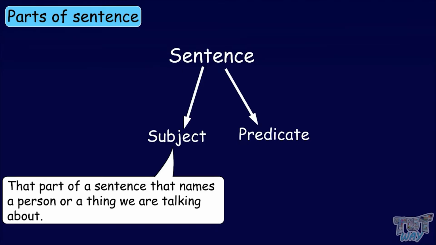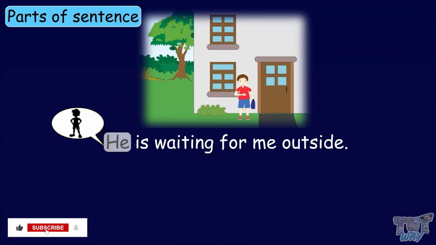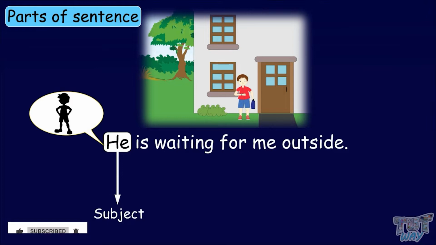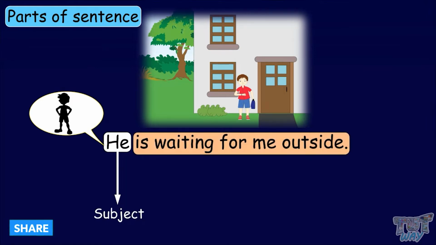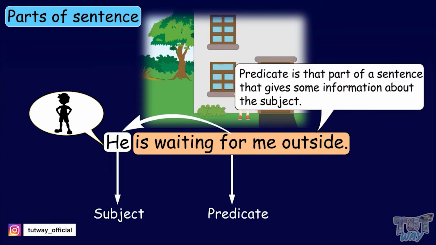A subject can be hidden too, as we learned in our next assignment. He is waiting for me outside. Here, who are we talking about? We are talking about he. So, he is the subject of this sentence, and the rest of the sentence is talking about the subject he. So that rest of the sentence is the predicate. So, predicate is that part of the sentence that gives some information about the subject.